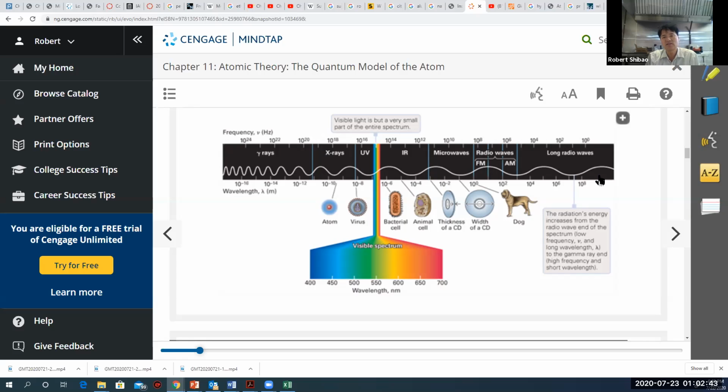10 to the minus 16 is smaller than an atom. Atoms are on the order of angstroms, or 10 to the minus 10. And so atoms are about here, 10 to the minus 10. This is way smaller than an atom. This is 1,000,000 times smaller than an atom, the peak-to-peak distance.